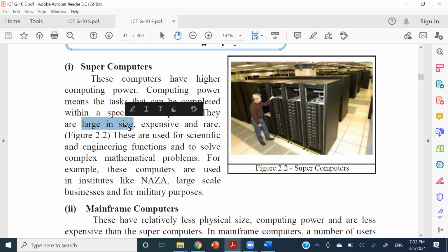Third point, expensive. And the fourth point, rare.